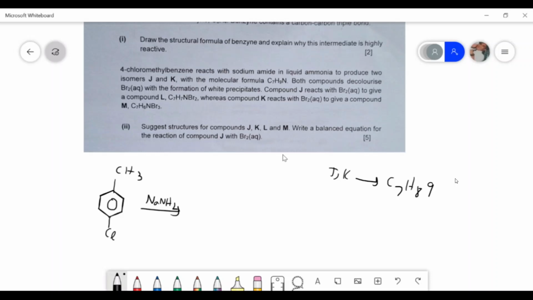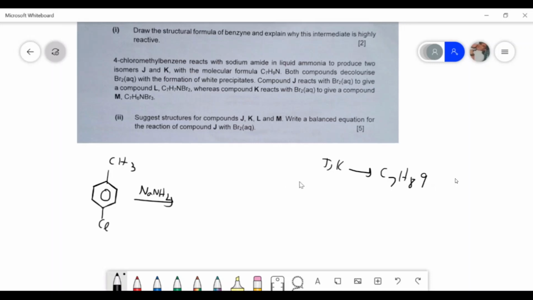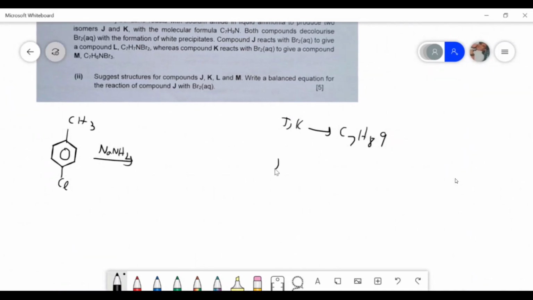That makes sense. Then compound J also reacts with aqueous Br2 to give a compound L, whereas compound K reacts with aqueous Br2 to give a compound M. So J to L, which has two Br atoms substituted, and K to M, which has three Br substituted.